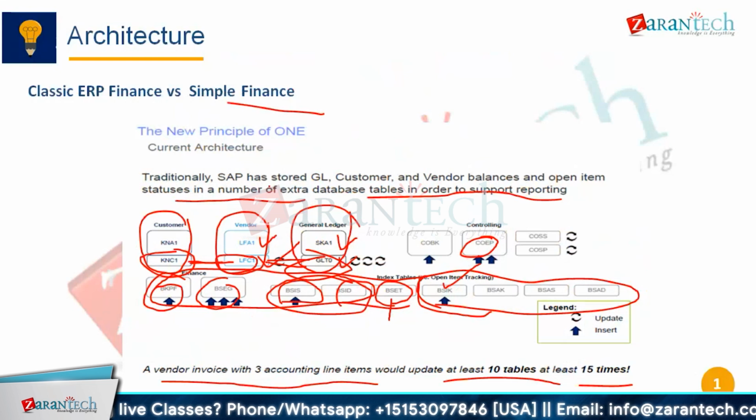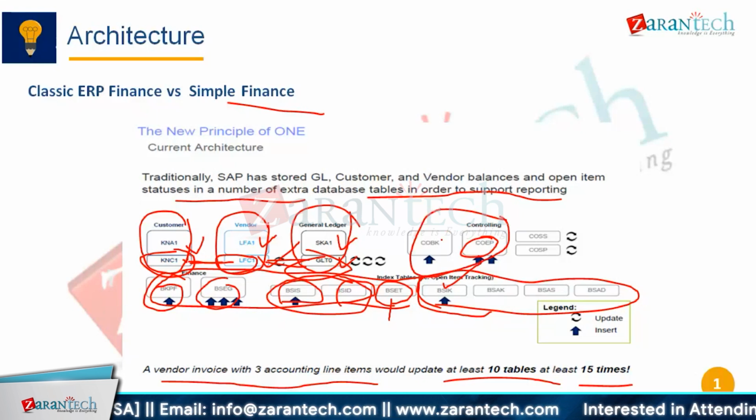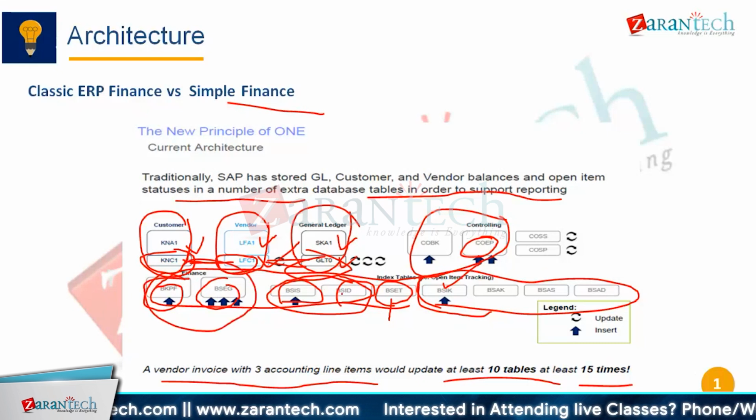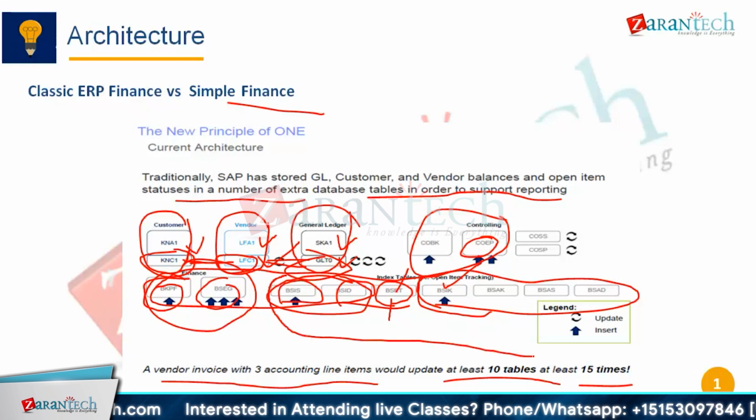In the ERP system we had aggregate tables and master tables: for customer KNA1, KNC1, for vendor LFA1, LFC1, for general ledger GLT0. These are the controlling related tables, header and line item: COSS, COSP, BKPF, BCheck for finance, BSIS, BSID, BSET, the tax related table. These are basically your index tables. So there is no need to have these index tables now in the S/4HANA system.